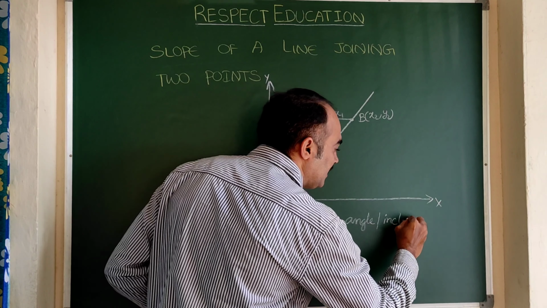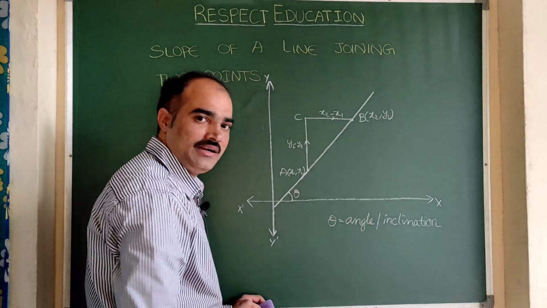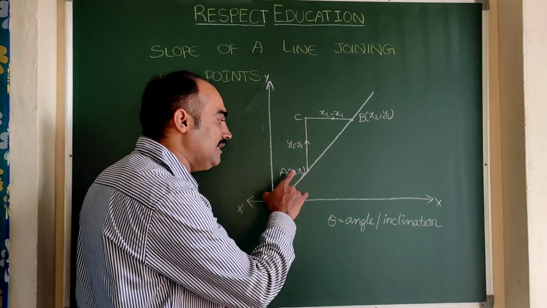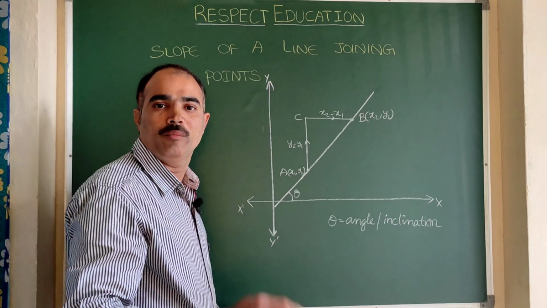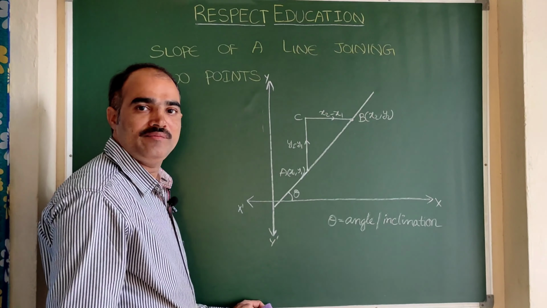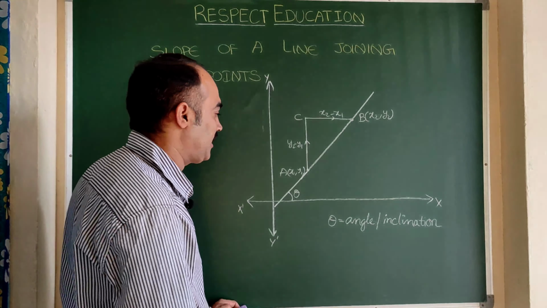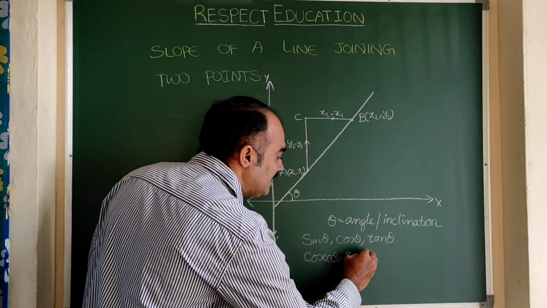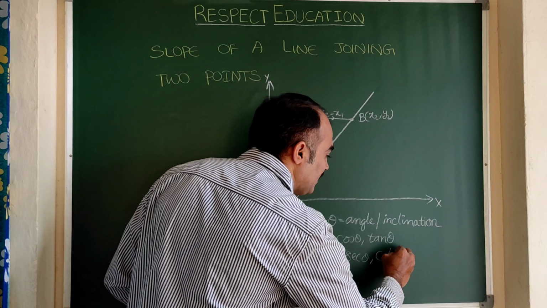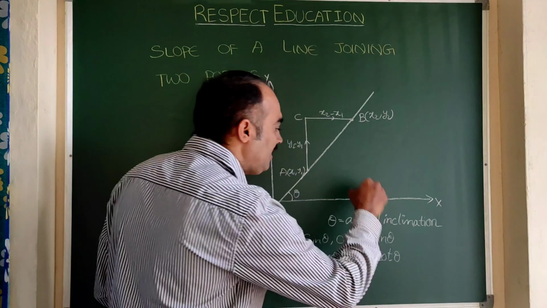Now here whenever there is a theta, this is related to the concept of trigonometry. In trigonometry there are 6 ratios: sin theta, cos theta, tan theta, cosecant theta, secant theta, and cot theta. Whenever theta comes, keep in mind that there are 6 trigonometric ratios, from sin theta to cot theta.